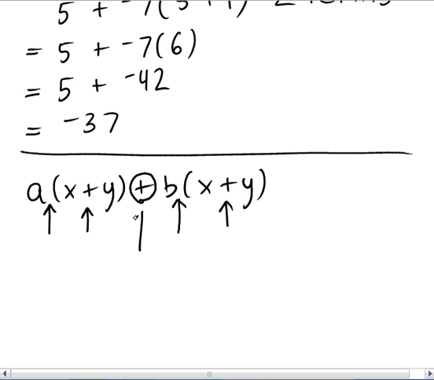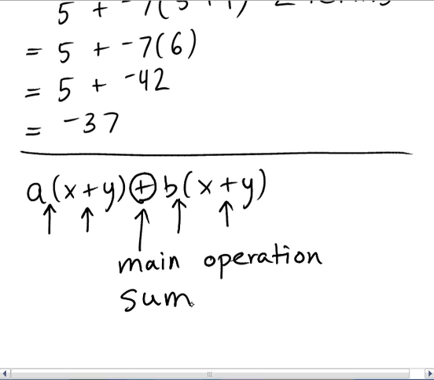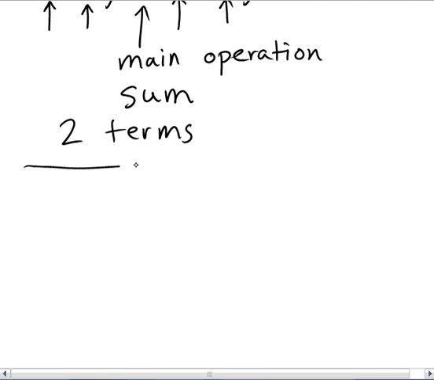That's the main operation in this expression. Since it's an addition symbol, this expression is a sum. And the sum has two terms. The a times x plus y is one term, and the b times x plus y is the other term. So that's a sum. Let's look at one last example.